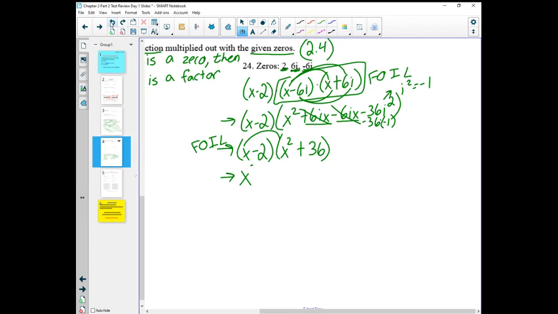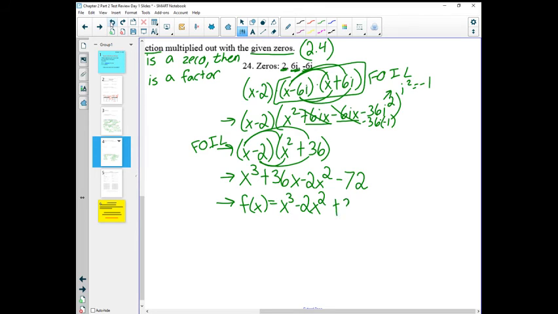X times x is x cubed. X times 36 is 36x. Negative 2 times x squared is negative 2x squared. And last, negative 2 times 36 is negative 72. There are no more like terms to combine, so that's our polynomial. F of x equals x cubed minus 2x squared plus 36x minus 72.